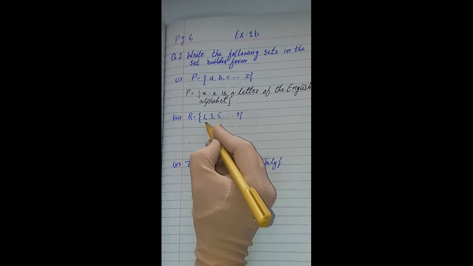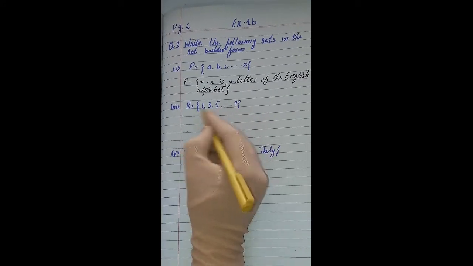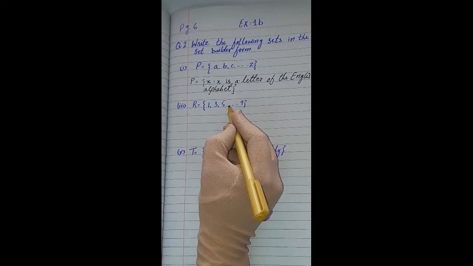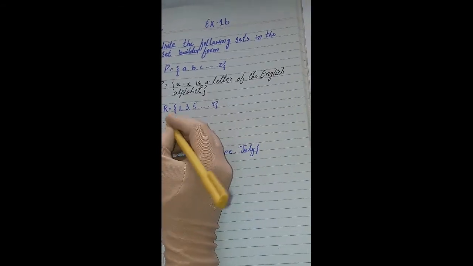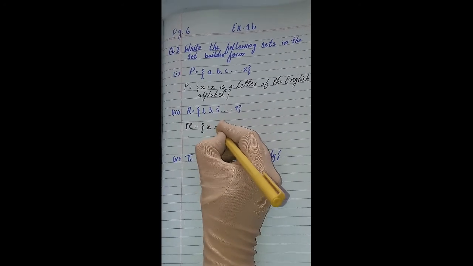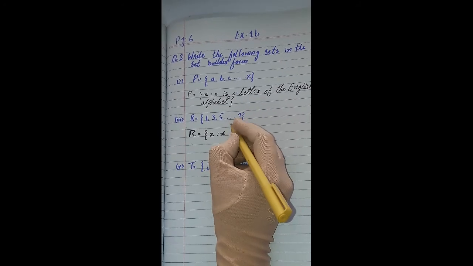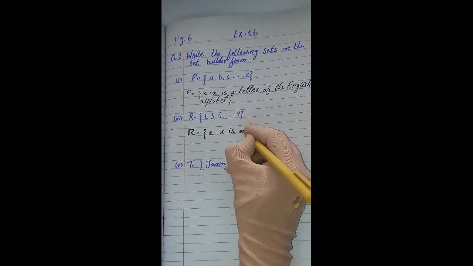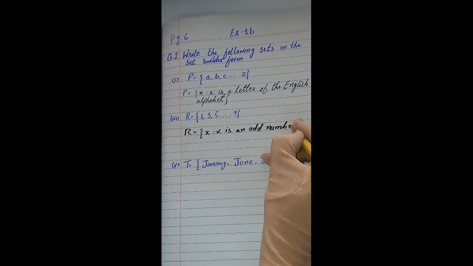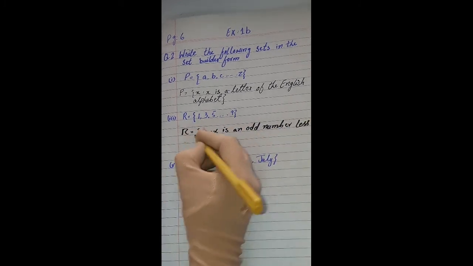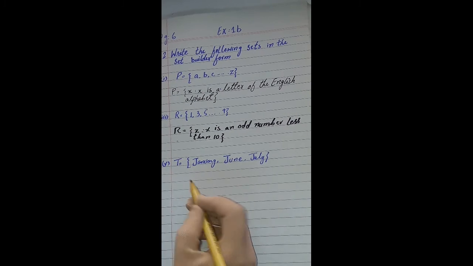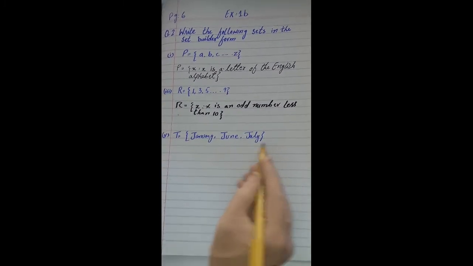Part 3, 1, 3, 5, 9. These are odd number. So, how you will write it? The set R has an element X, where X is an odd number less than 10. Now part 5, January, June, July.